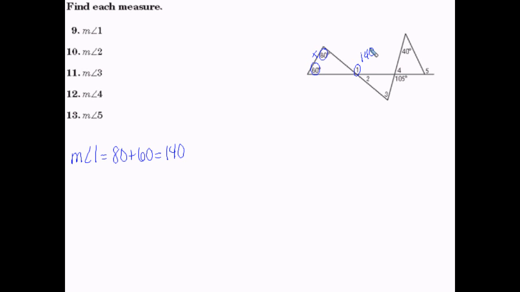And angle 2 forms a linear pair with angle 1. So those two together would be 180. So angle 2 is going to be 180 minus angle 1. So angle 2 is 40.